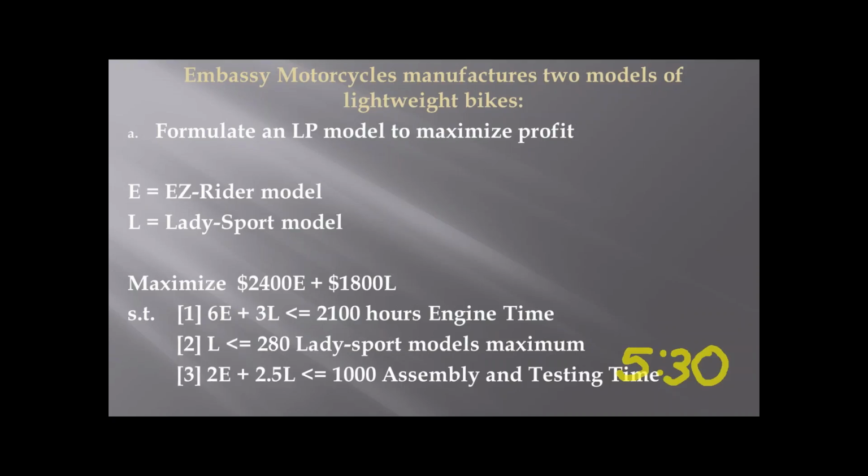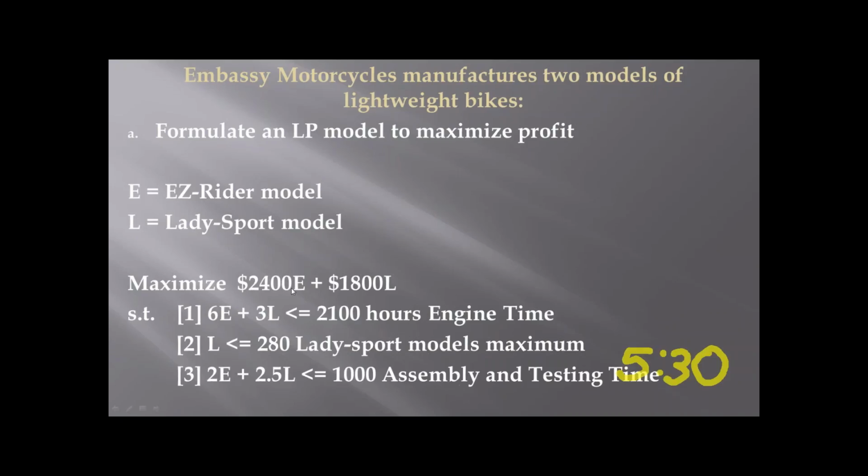So the first thing to do is to conceptualize this quantitatively. We could use easy rider model as the entire variable name, but that takes a lot of space and time to write out. So it's just easier to call it E. It doesn't take as much space and it's quicker to type. And we'll call the lady sport model an L.